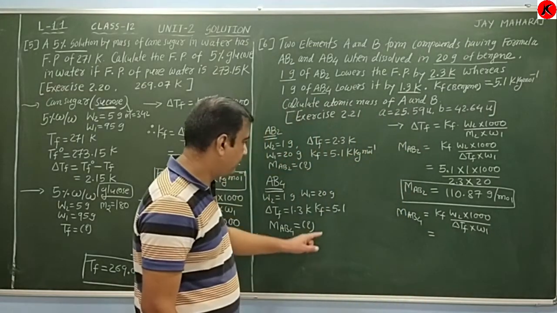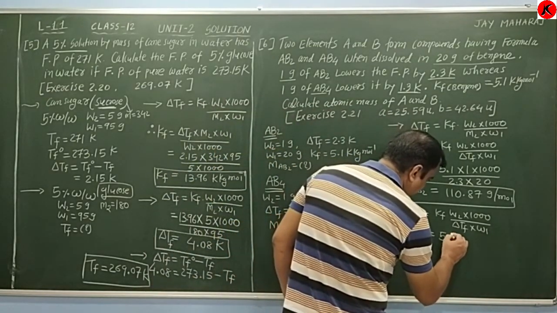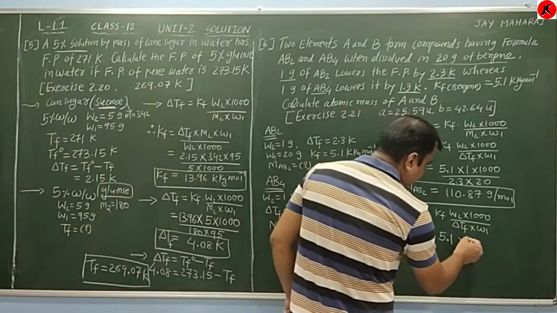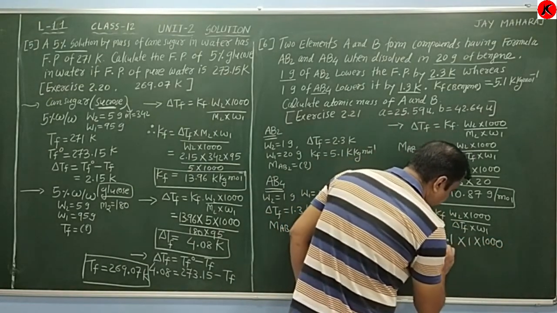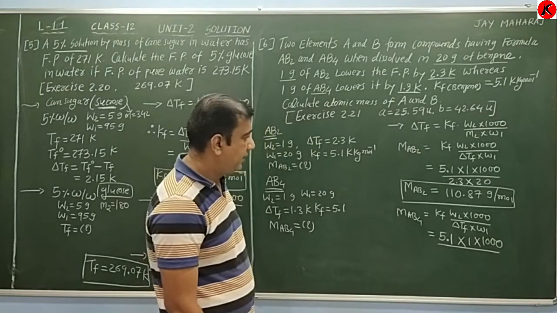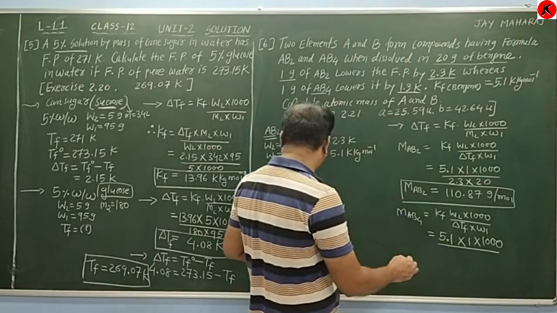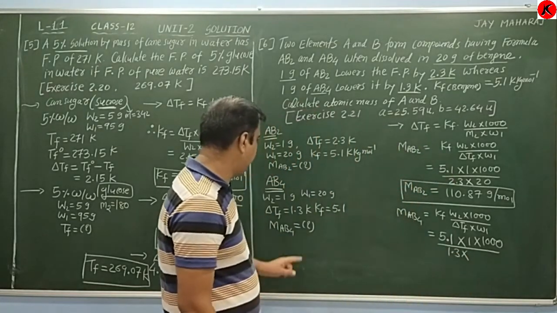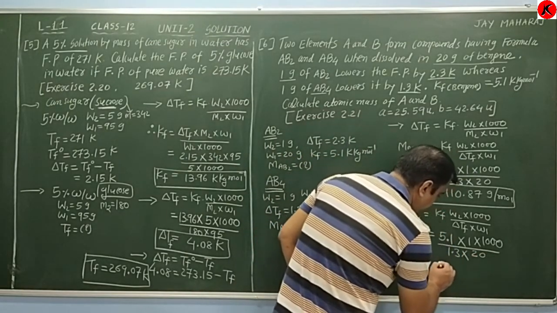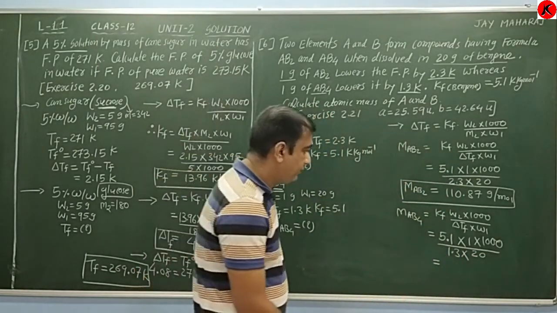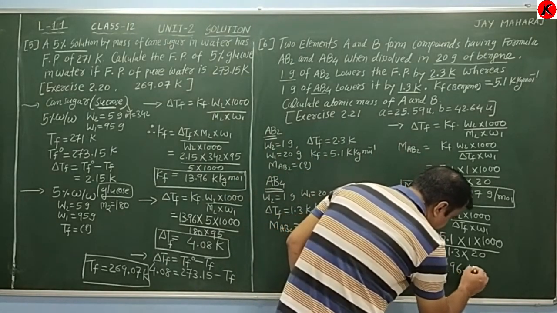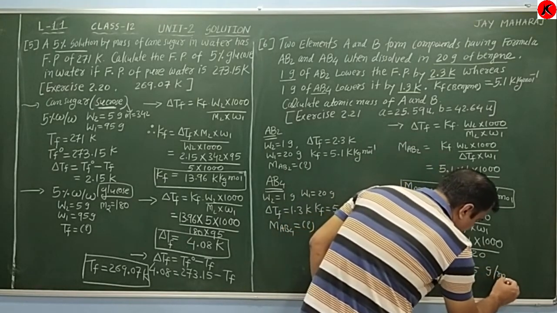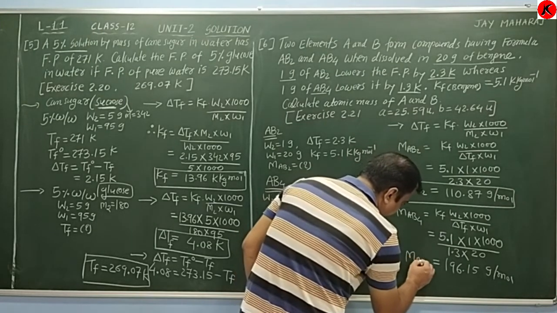Now the value of KF is 5.1. W2 is 1 gram, into 1000. Now delta TF here is 1.3 and W1 is 20. So when this is simplified, you will get the answer 196.15 gram per mole. That means MAB4.